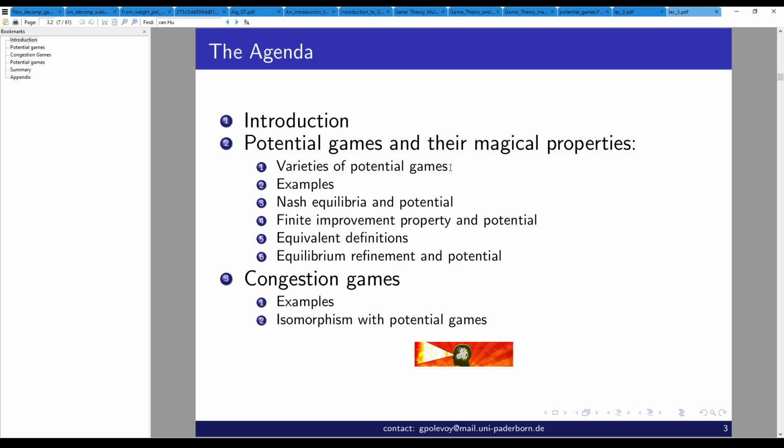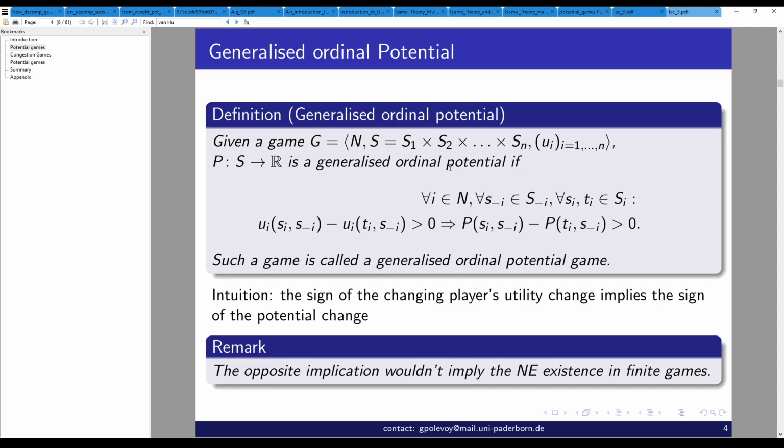Now the second big topic, which is as I said connected, is congestion games, which after we've defined them, we're going to exemplify, and then finally to show that they are isomorphic with potential games. Okay, so let us dive into the first topic for potential games. So when we get beyond the notation, you're going to see it's quite simple.